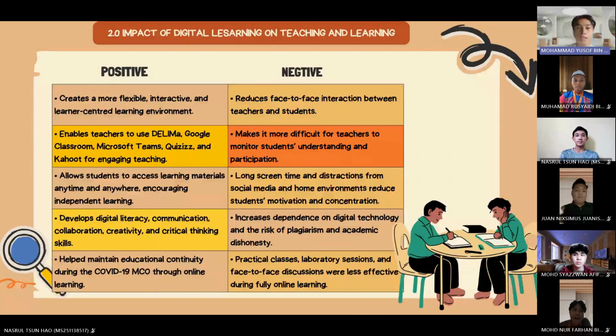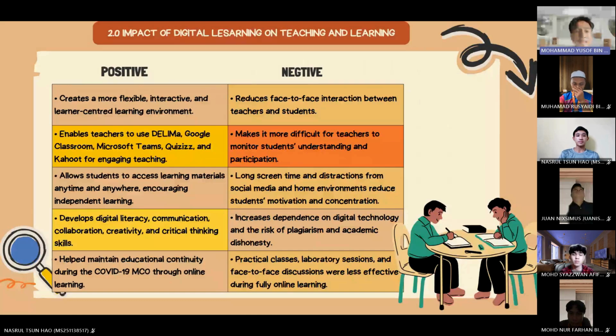Okay, now I would like to present the impact of digital learning on teaching and learning. There are both positive and negative impacts. For positive impacts, firstly, digital learning creates a more flexible, interactive, and learner-centered learning environment. Students can learn at their own pace, making learning more effective.